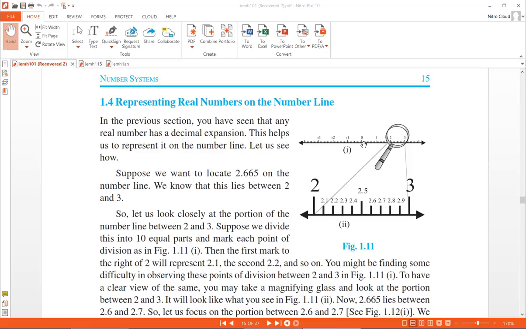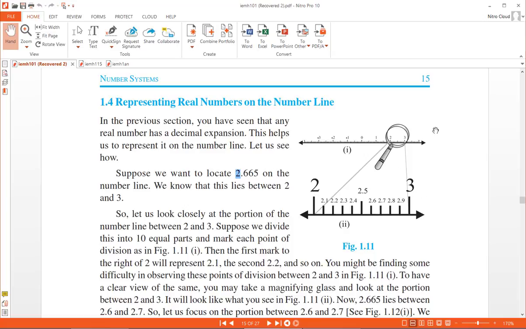In the middle we generally have 0. We have negative numbers on the left hand side of 0 and positive numbers on the right hand side of 0. Now suppose I want to locate 2.665. I understand that this is a number greater than 2 and less than 3, so it will be located between 2 and 3.